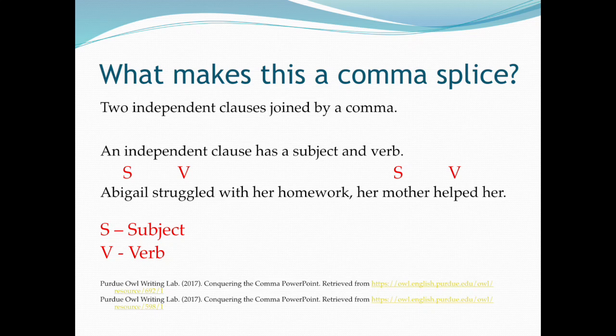In the following sentence, in the first half of the sentence, Abigail struggled with her homework. The subject is Abigail. The verb is struggled. In the second half of the sentence, her mother helped her. Mother is the subject. Helped is the verb. Therefore, these are two independent clauses that have been joined together by a comma, creating the comma splice.